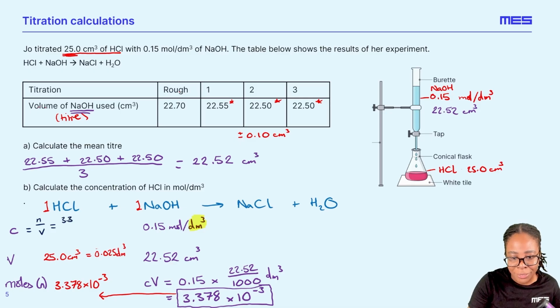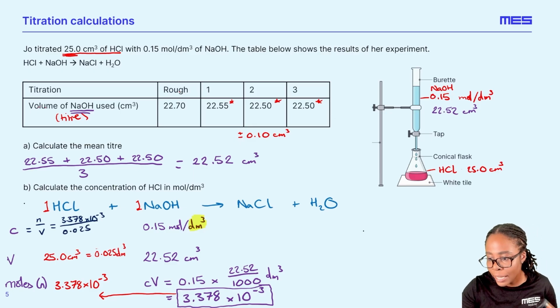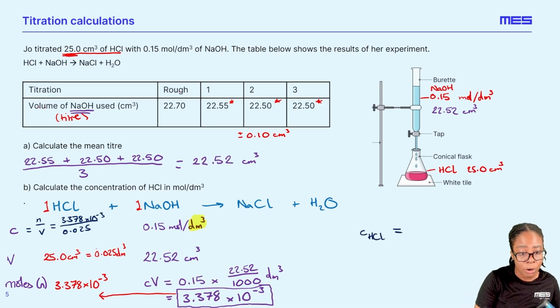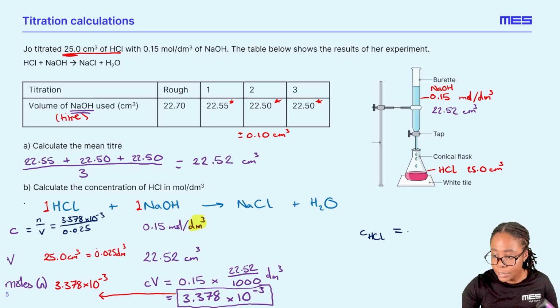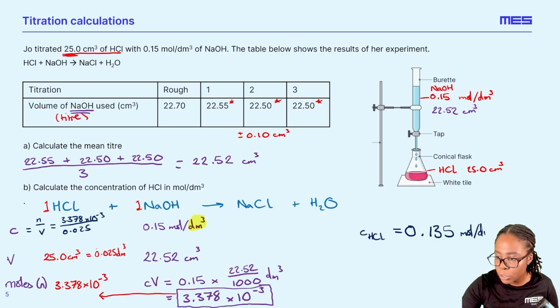So 3.378 times 10 to the minus 3 over our volume 0.025 to give us a final HCl concentration of 0.135 moles per decimeter cubed.